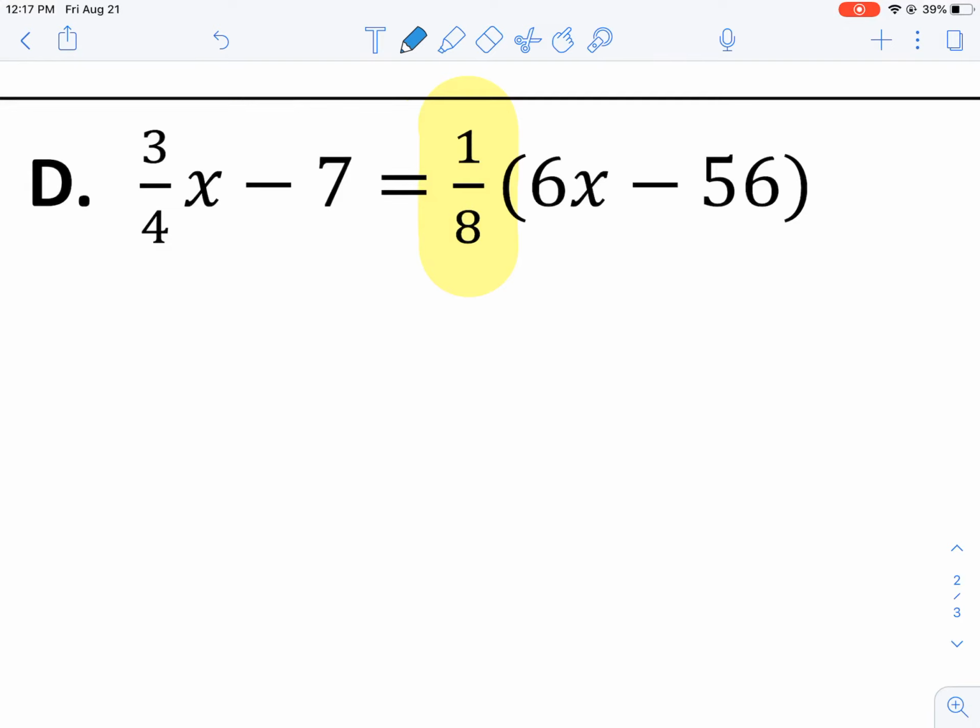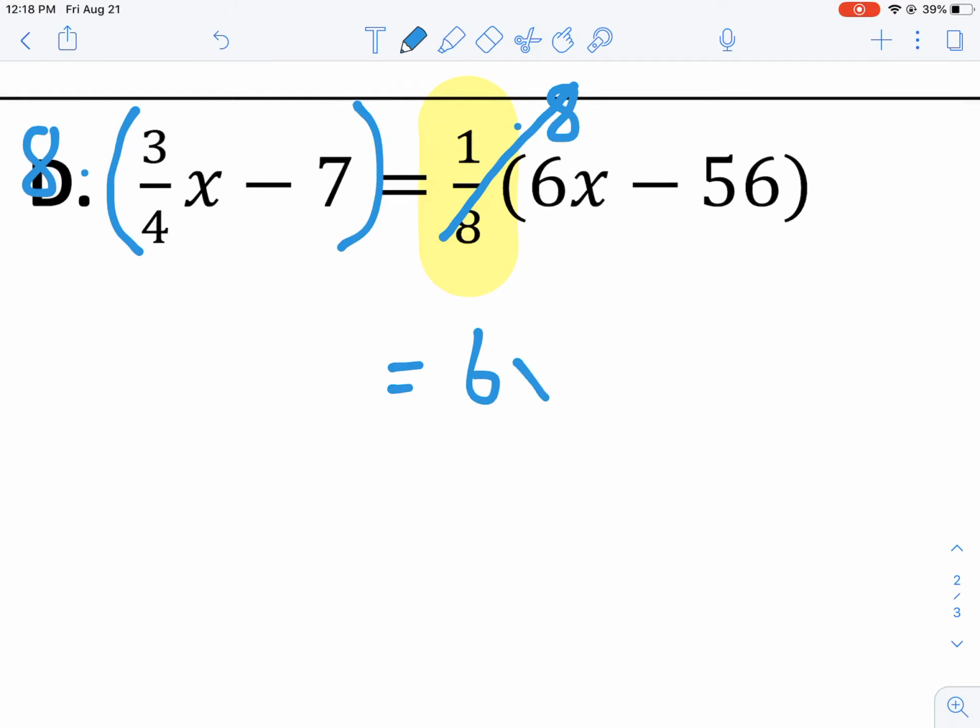Well, remember, to get rid of a fraction as a coefficient, you want to multiply by the reciprocal. So the reciprocal of 1/8 is just 8, because 8 over 1 is just 8. So we're going to multiply by 8, and that also means we're going to multiply this side by 8. Okay, so what happens here is that 1/8 times 8 is 1, so that goes away. So we get left with 6x minus 56.